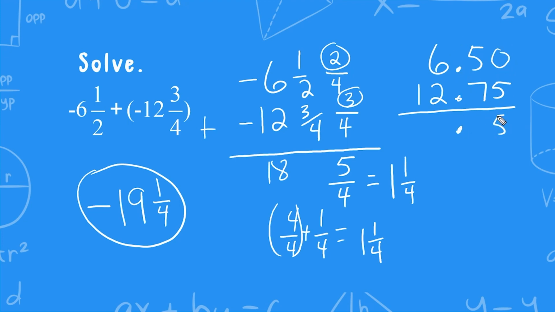This is 5, 12, carry the 1. This is 9, and this is 1. And when you are adding two negatives, the answer is going to remain negative. So we have -19.25, and as a mixed number, that would be -19 and 1/4, because 25/100 when reduced is equal to 1/4.